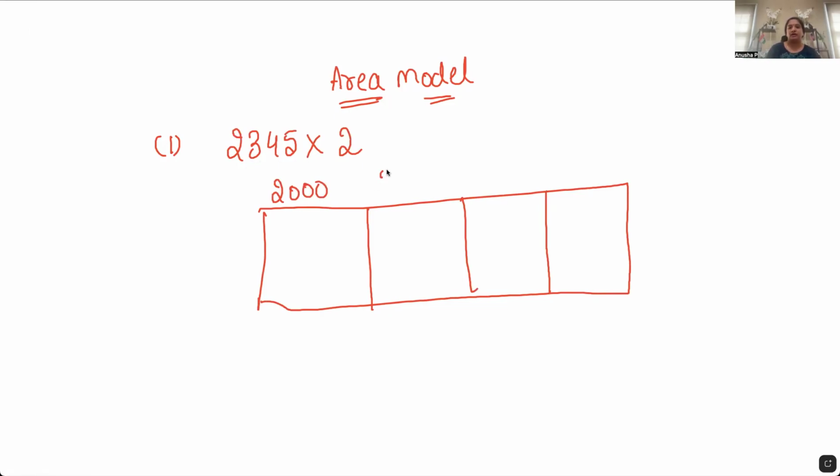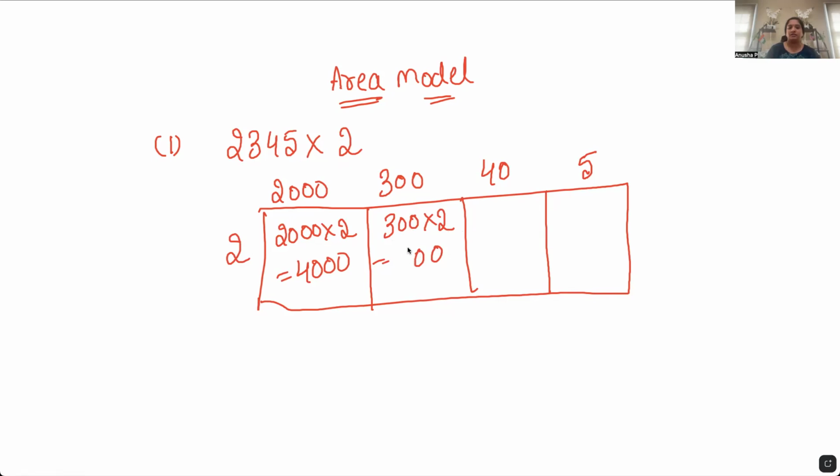2345. So we will write it as 2000, 300, 40 and 5. So 2000 times 2 is 4000 because we are multiplying it by 2. 300 times 2: 2 times 0 is 0, 2 times 0 is 0, 2 times 3 is 6. 40 times 2 is 80. And 5 times 2 is 10.